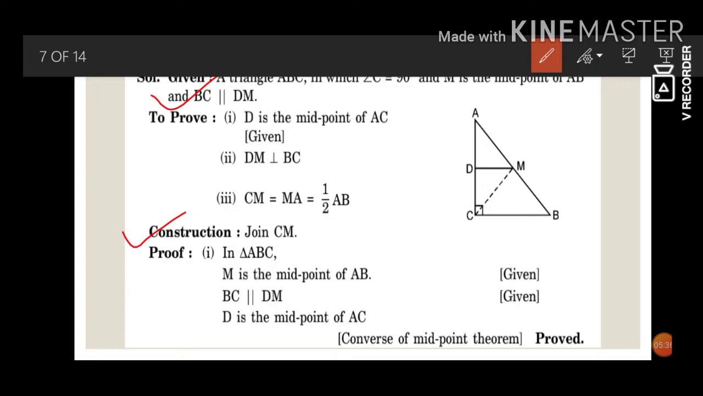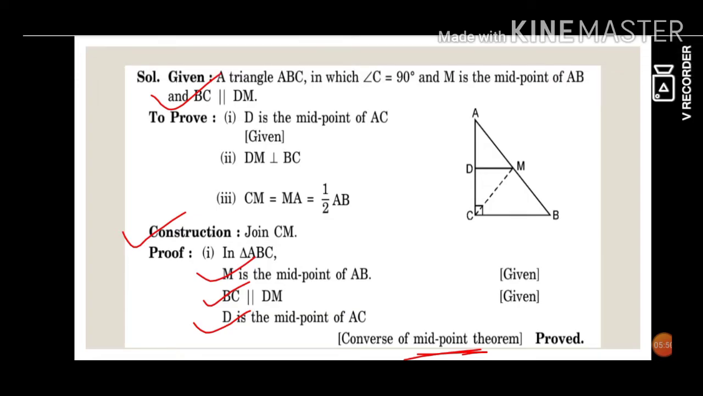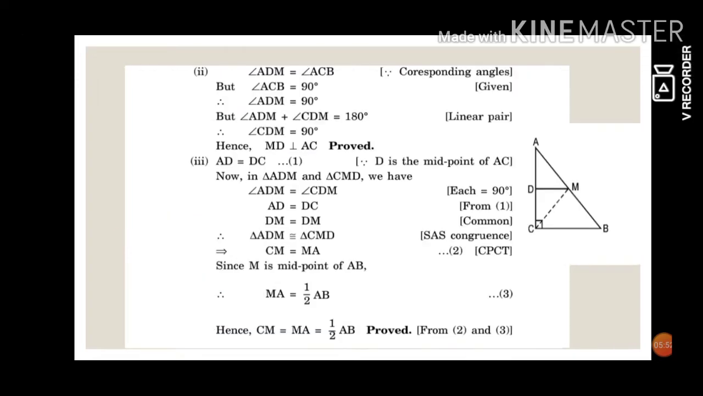Here we have in triangle ABC, M is the midpoint of the line AB and BC is parallel to DM. So by converse of midpoint theorem, we can say D is the midpoint of AC. Here we are using converse of midpoint theorem. So our first one is proved.